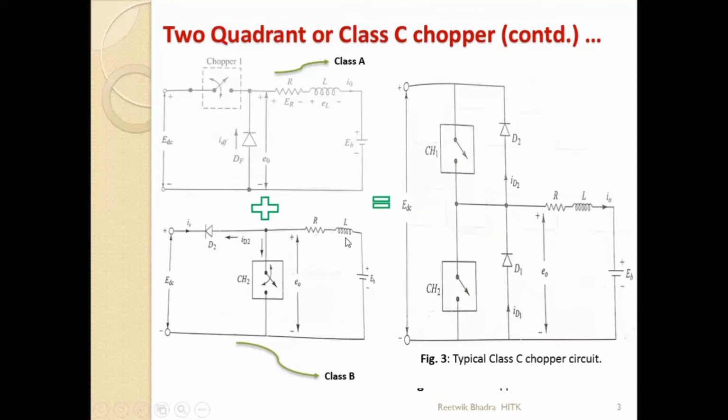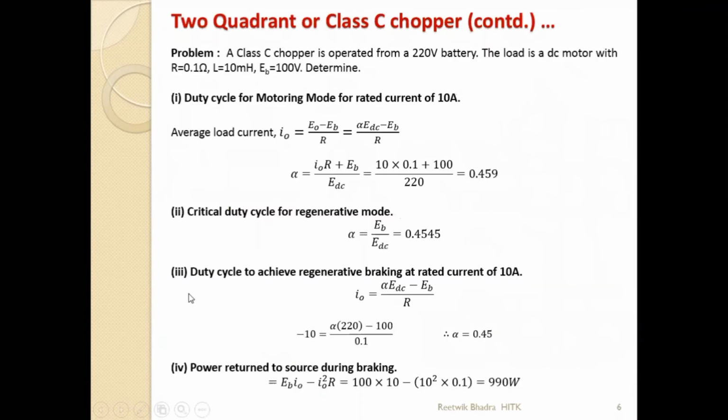Average power through the inductor is 0. So if I get EB into I naught as the power over here and subtract I naught square R from that, we'll get the total power that is delivered to the source. So that is the formula they have used. Just simple logic, everything is very simple, and just put in the values.